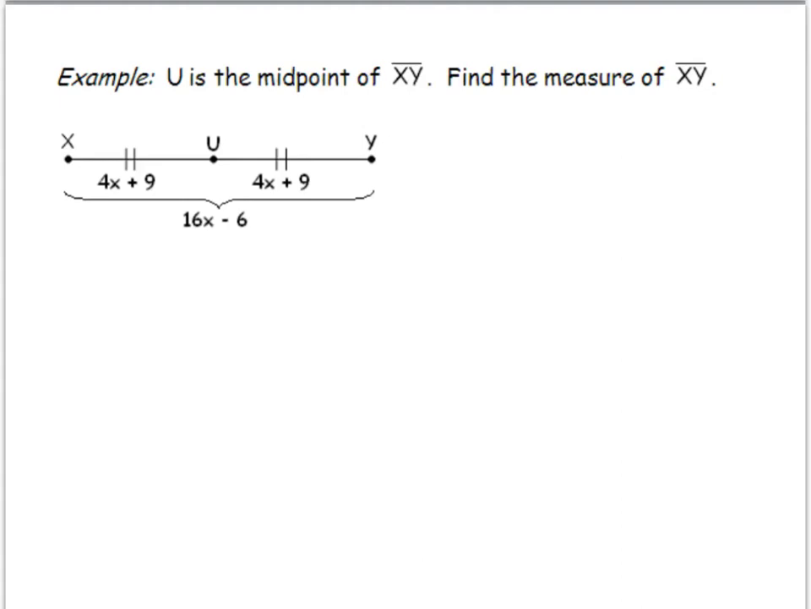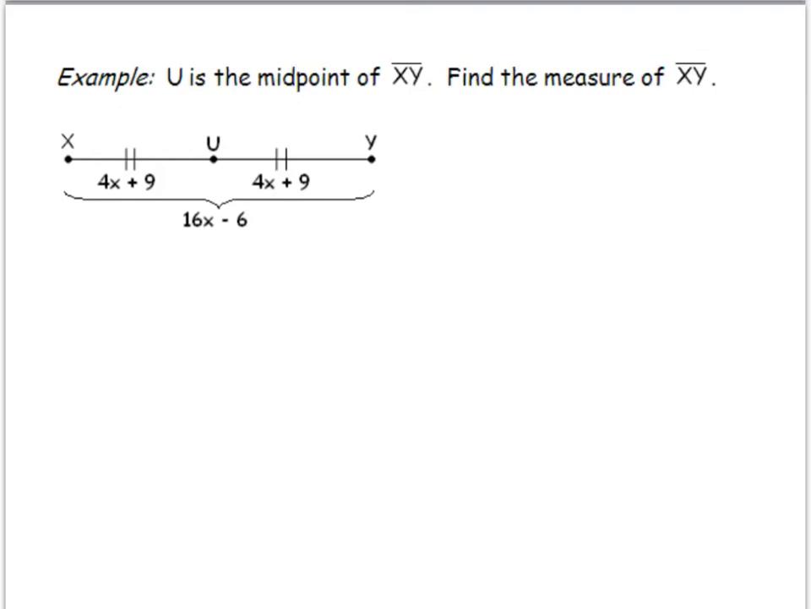All right, next example. Again, they're telling you that u is the midpoint of xy, and they want you to find xy. So very similar to what we just did. Now the issue here is last time you were able to set these two pieces equal to each other. But what happens is 4x plus 9 equaling 4x plus 9, everything's going to cancel out. You're going to have to work this a little bit differently.